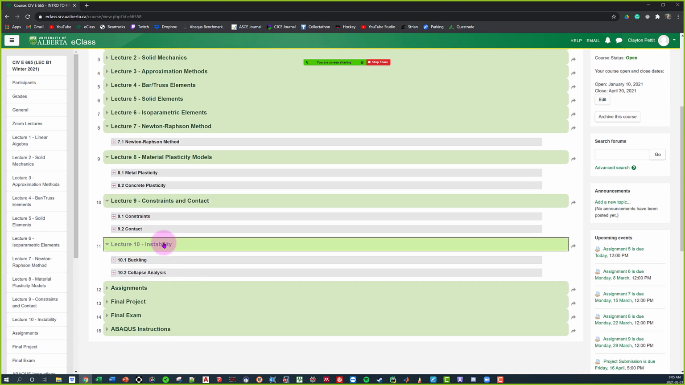And then finally, lecture 10, we're going to talk about instability. So this would be things like buckling. This goes back to the geometric nonlinearities that we're going to be discussing today, but buckling is kind of a special case. So we're going to tackle that separately in lecture 10. And that's going to basically wrap up this course.